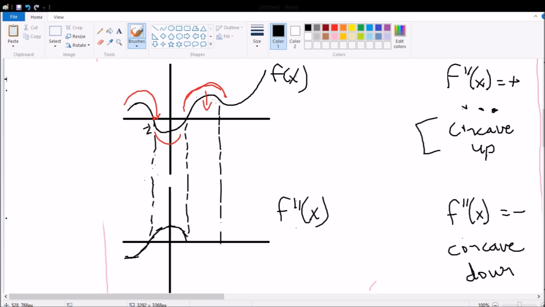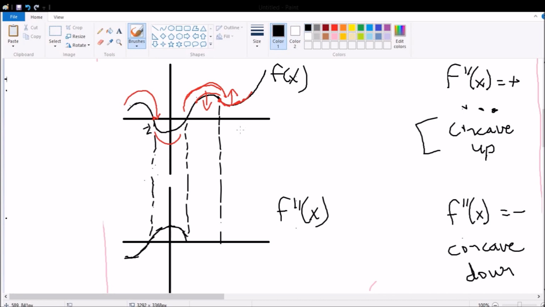So you see, it's concave up, and then I'll try doing a different color again. So this right here is concave up. This right there is concave down. So that's like an inflection point, right? So concave down, concave up, down, up. So inflection point.